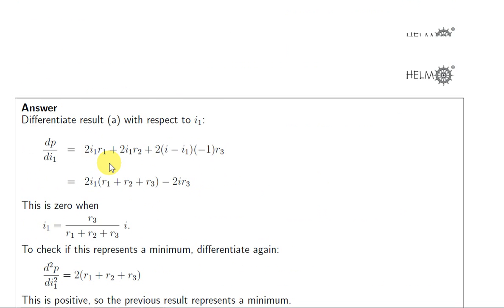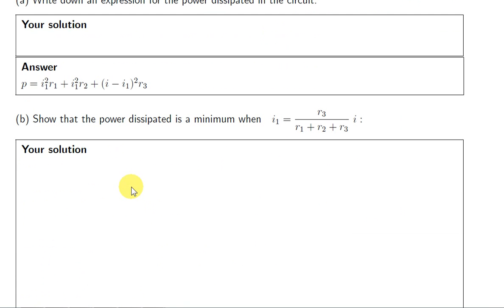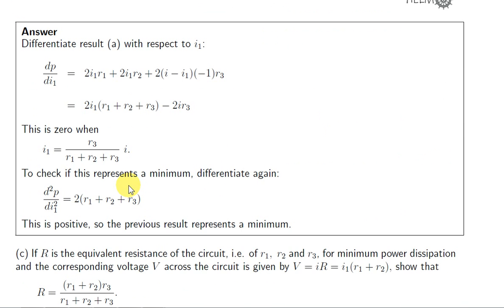So we found a stationary point of this function P, and it's the only stationary point. There's only one solution to the equation dP/dI1 equals 0, so this must give us what we're looking for. We can see that we have a local minimum of our function by taking the second derivative of P with respect to the independent variable I1. So we differentiate this expression here with respect to I1.